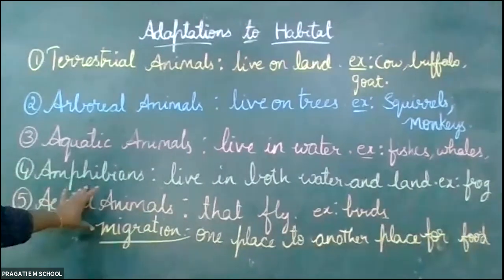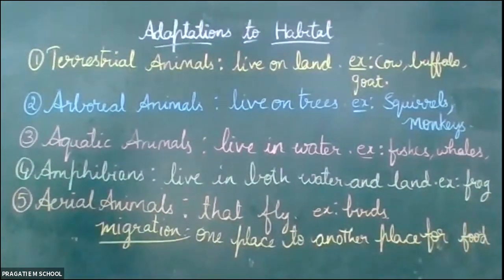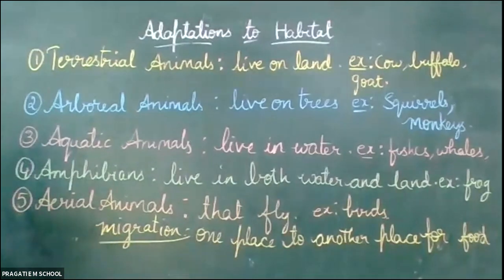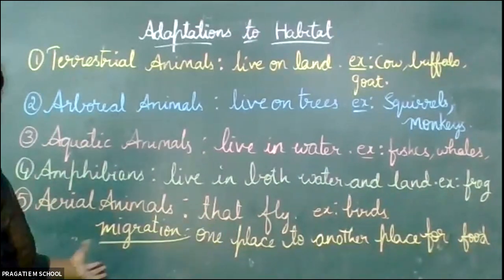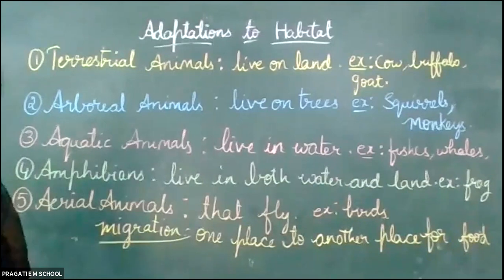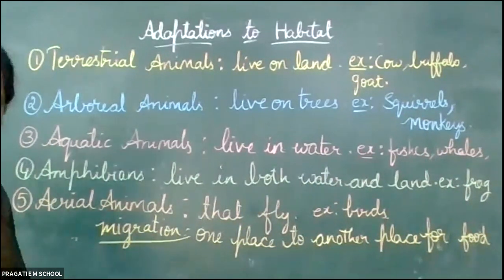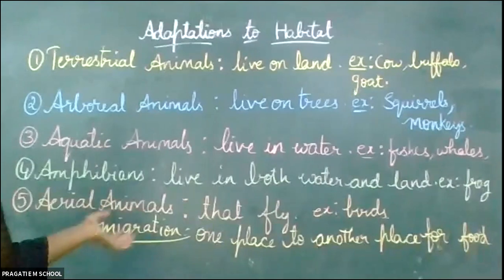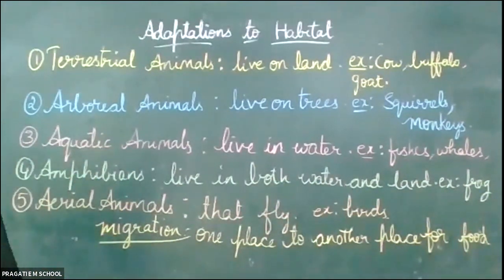Fourth one is amphibians. Amphibians means the animals which live in both water and land. Example is frog. Next, what's the fifth one? Aerial animals. The animals which fly, we'll call aerial animals. Examples are birds. Okay, children. Last topic, I told the one topic, migration. What is meant by migration? The animals or birds or fishes which go from one place to another place for food. We'll call it migration. Up to here, all of you understood, children? Very good.